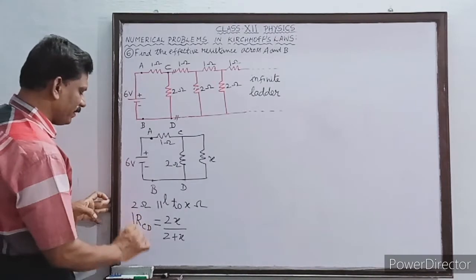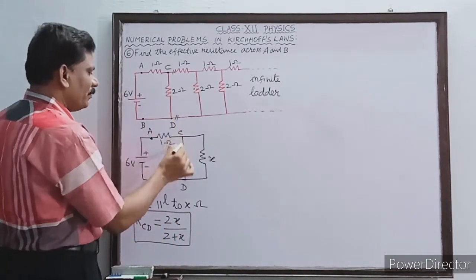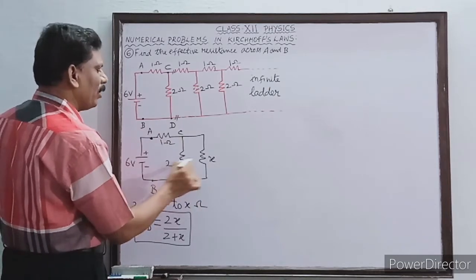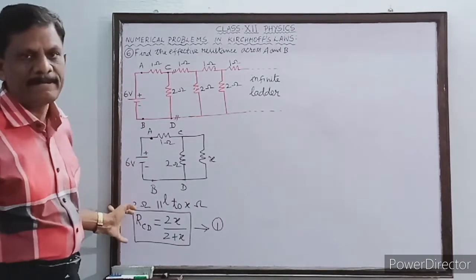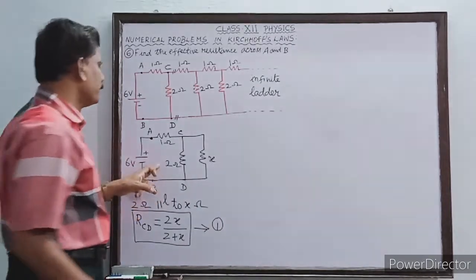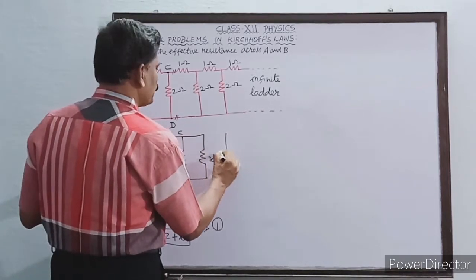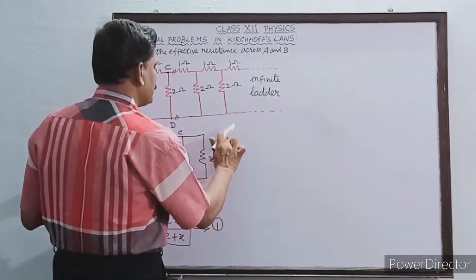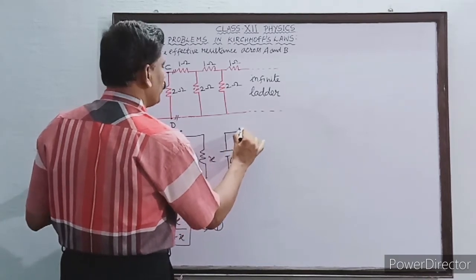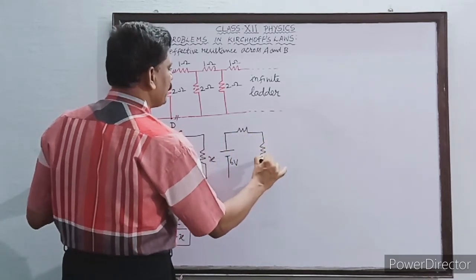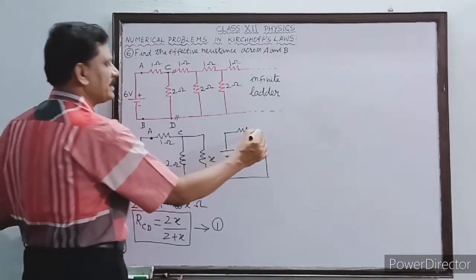So this is the first step. The effective resistance between C and D is a parallel combination of 2 ohm and X ohm. This is step number 1. So the circuit now gets reduced. This is the 6 volt battery, this is 1 ohm, and instead of 2 ohm, now it is a parallel combination of 2 and X. It becomes a single resistance.